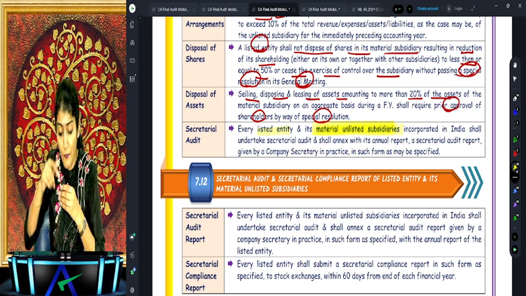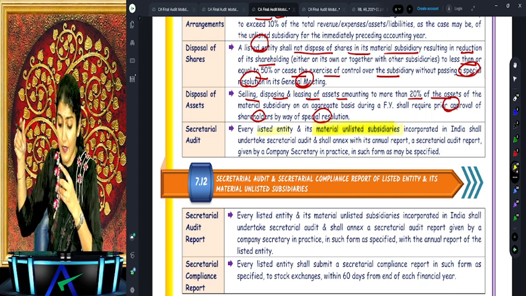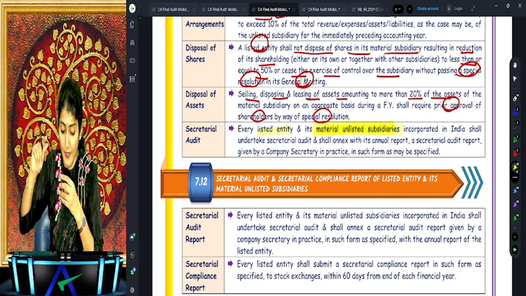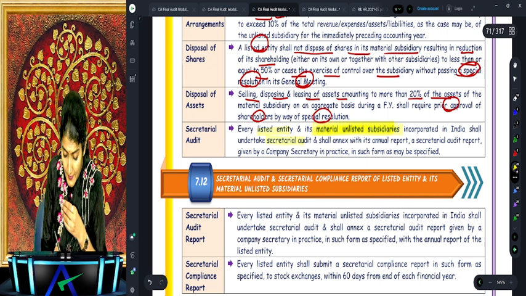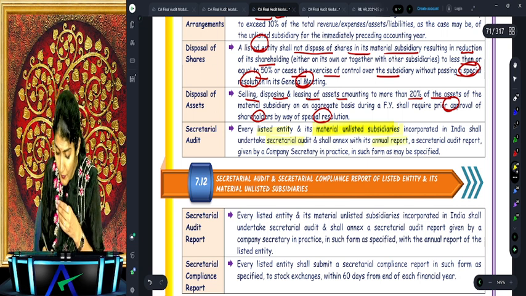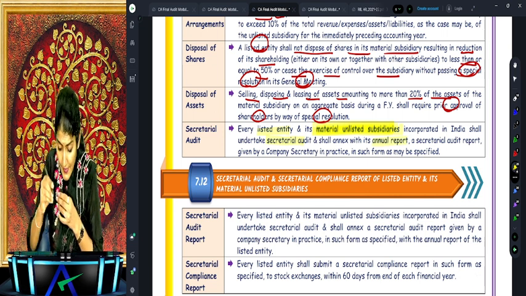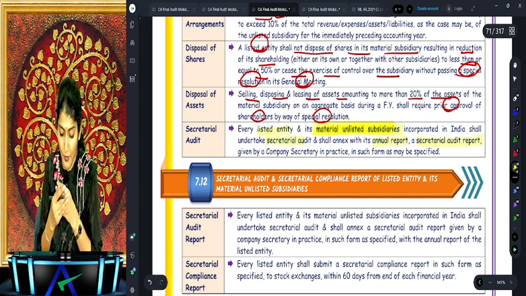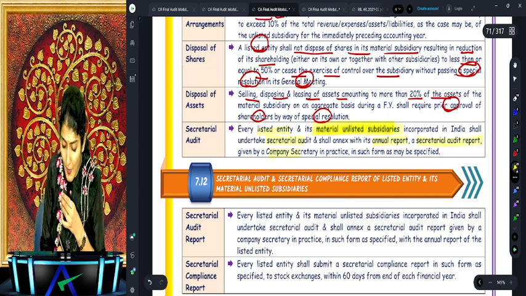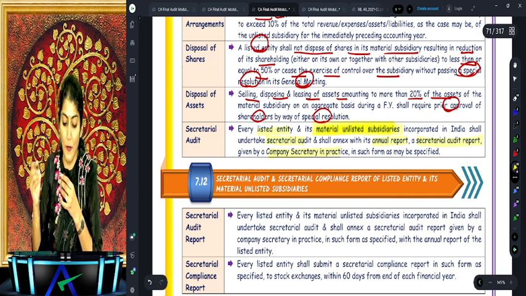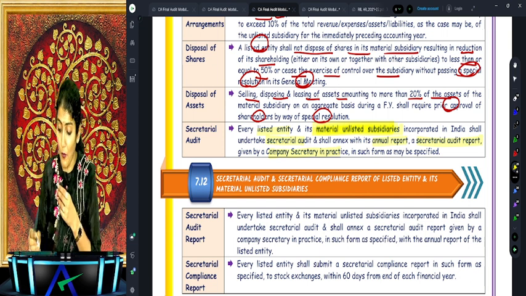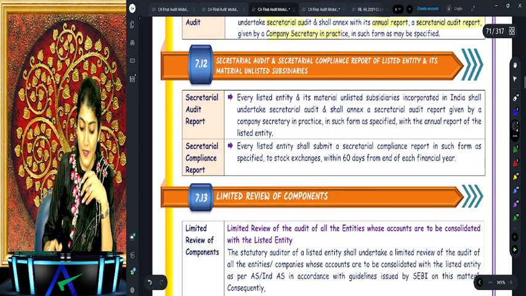What does it say? Every listed entity and its material unlisted subsidiaries incorporated in India will undertake a secretarial audit and shall annex this report to the annual report, right? They shall annex with the annual report a secretarial audit report given by a company secretary in practice in such form as may be prescribed. Right, so now what is also compulsory for listed entities and their material unlisted subsidiaries?